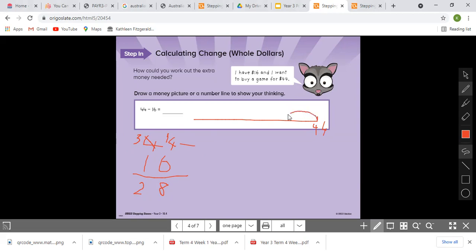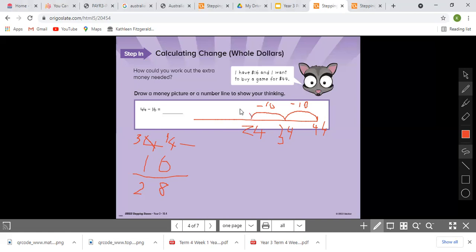So we would say jump of 10, 34, another jump of 10, 24. Now, if we do another jump of 10, that's going to take us to 14, okay? So that's going to be too low. We need to get to 16 and 14 is going to be too low. So we're going to have to do jumps of 1 now. We've done 2 jumps of 10 and we'll do jumps of 1 from 24 until we get to 16.